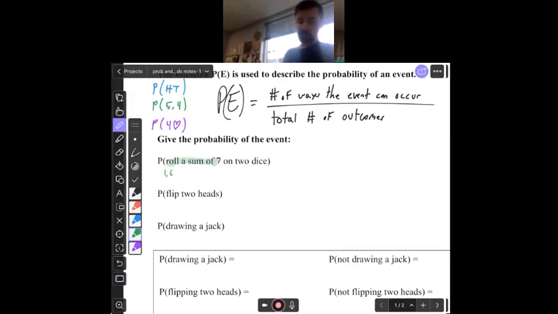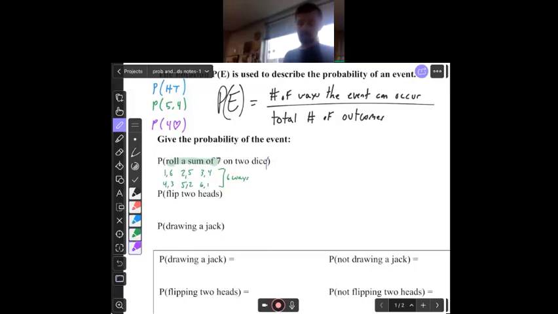The first die I rolled was a 2, the second die would have to be a 5. The first die I rolled was a 3, second die would have to be a 4. First die was a 4, second die would be a 3, right? So on and so forth. So there's 6 ways to roll a sum of 7 when you roll 2 dice.